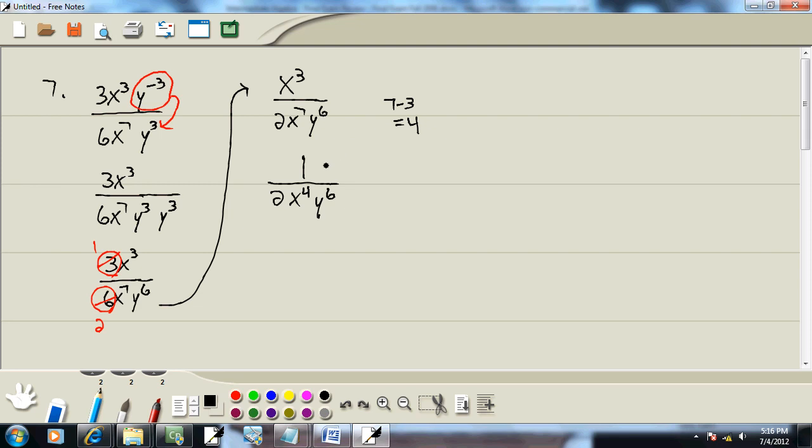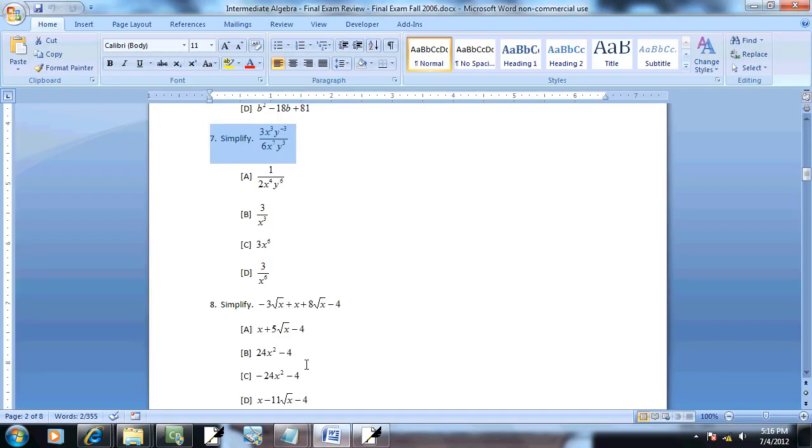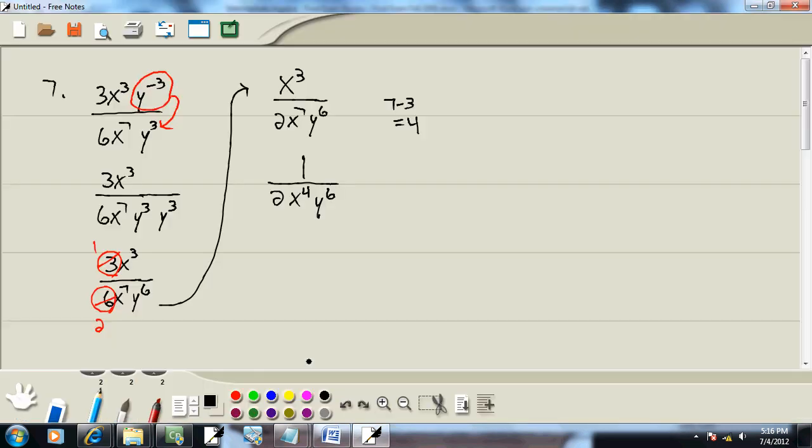Now, when everything disappears from a fraction, either on the top or the bottom, it's never just blank. It's always the 1 there. Again, what I did there is I had x to a power over x to a power, subtract a smaller exponent from a larger one. 7 minus 3 gives me 4. And I have x to that power where my larger exponent was, which was down below. So our answer is 1 over 2x to the fourth, y to the 6, which would be A.